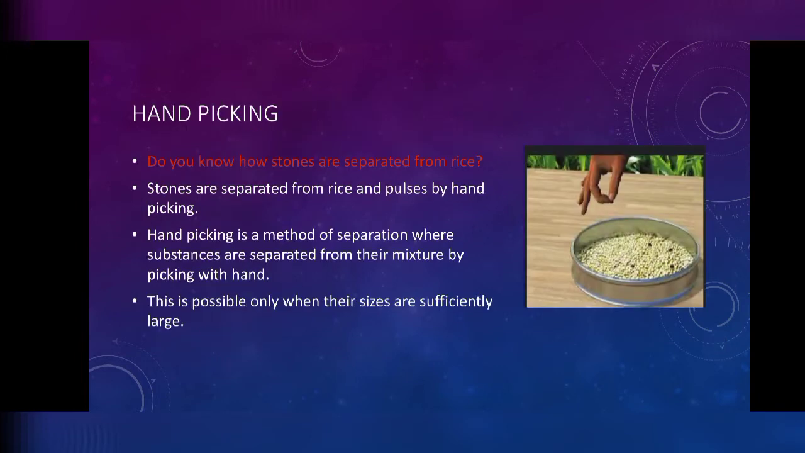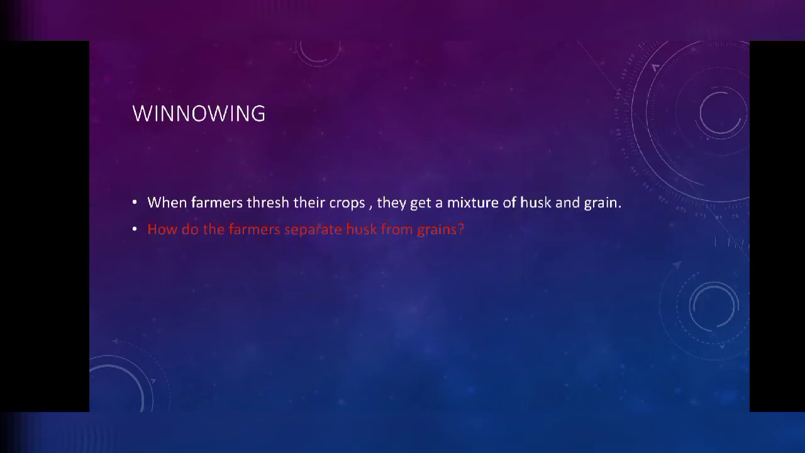First method is hand picking. Do you know how stones are separated from rice? Yes, stones are separated from rice and pulses by hand picking. Hand picking is a method of separation where substances are separated from their mixture by picking with hand. This is possible only when their sizes are sufficiently large.